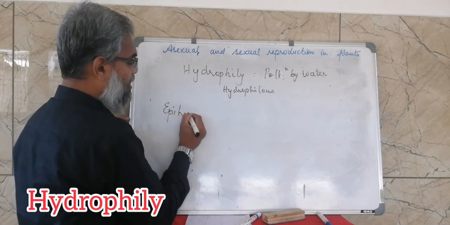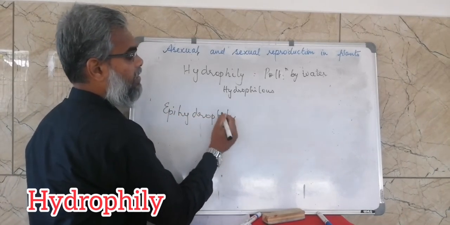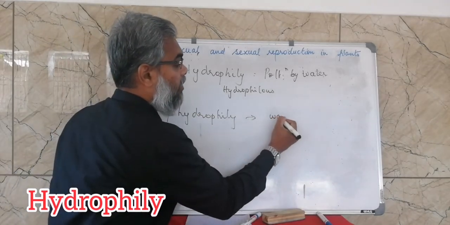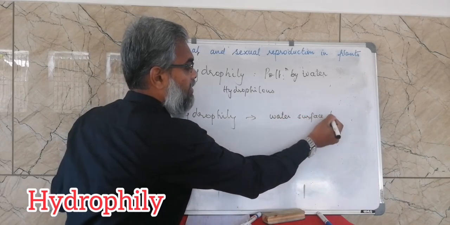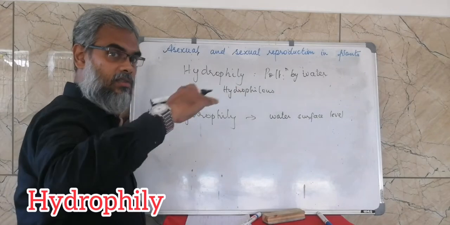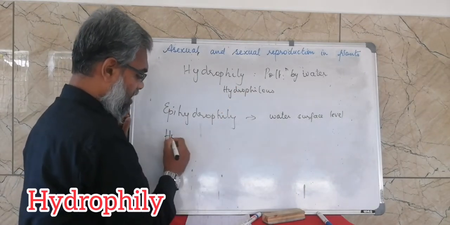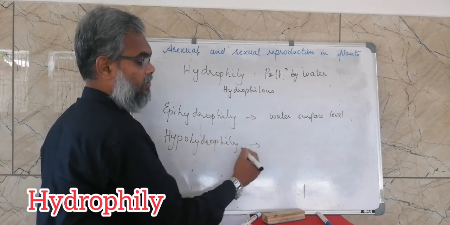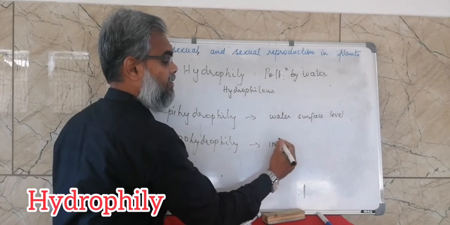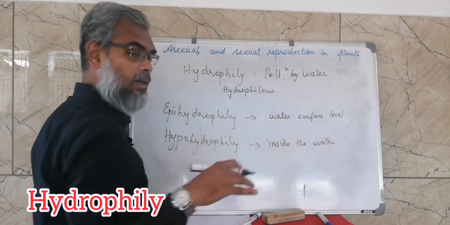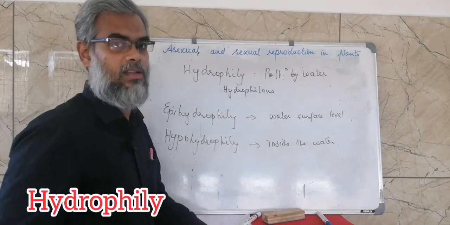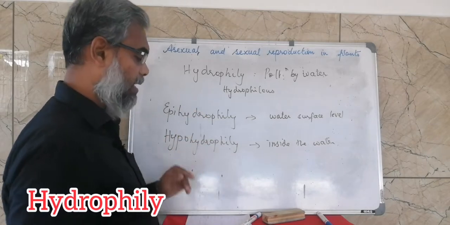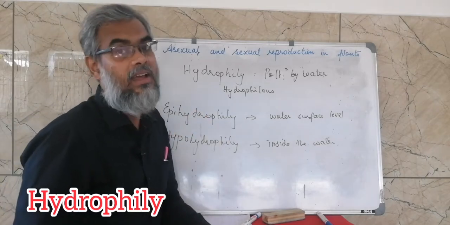One is epihydrophily, that is the pollination occurring in water, but at the water surface level. And another one, hypohydrophily, that is inside the water. Inside the water, all the pollination, everything occurs inside the water itself. So this is hypohydrophily. In Ceratophyllum, we can see this hypohydrophily. Epihydrophily is seen in Vallisneria.